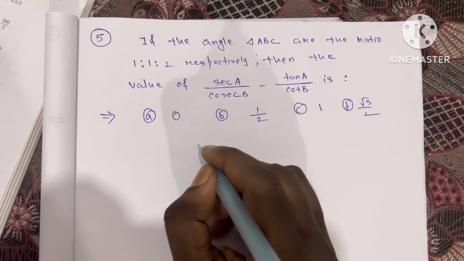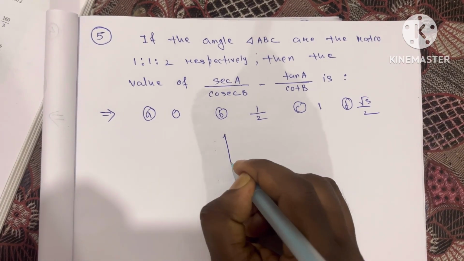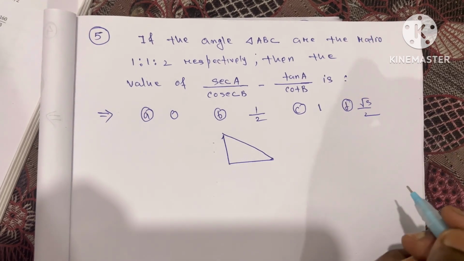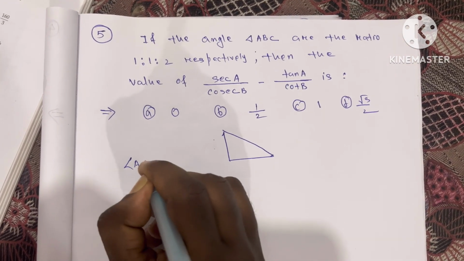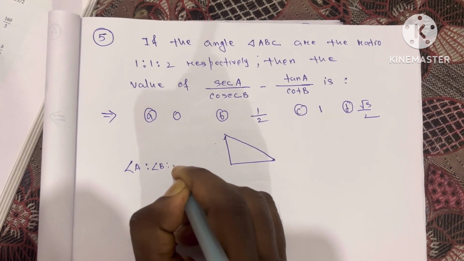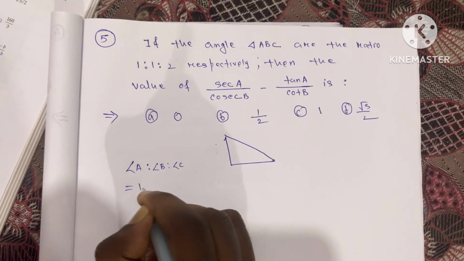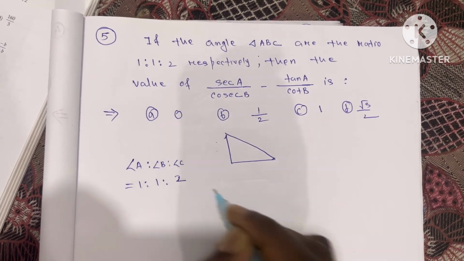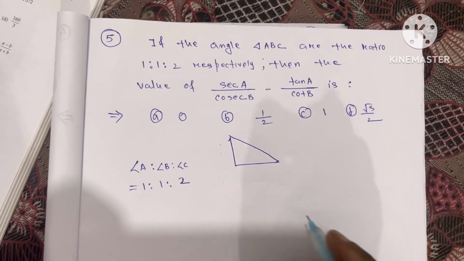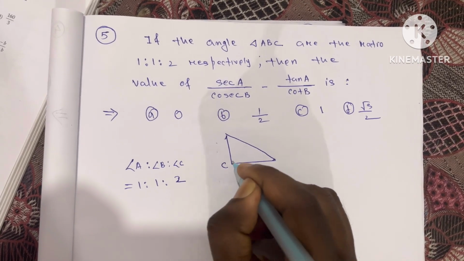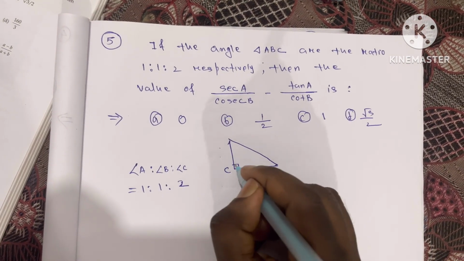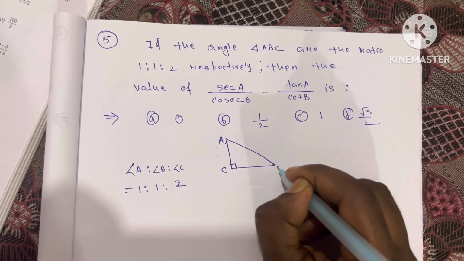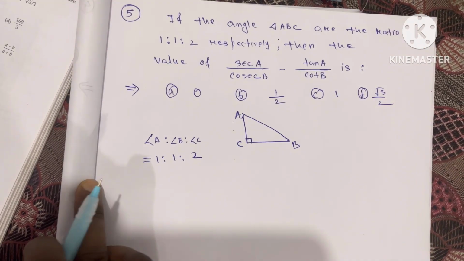So according to the question, ABC is a triangle. The ratio of angle A to angle B to angle C is 1:1:2, which means the value of C will be 90 degrees. That means you can consider angle C is equal to 90 degrees. So if this is 90 degrees, this will be A and this will be B. Why do I consider angle C equal to 90 degrees?